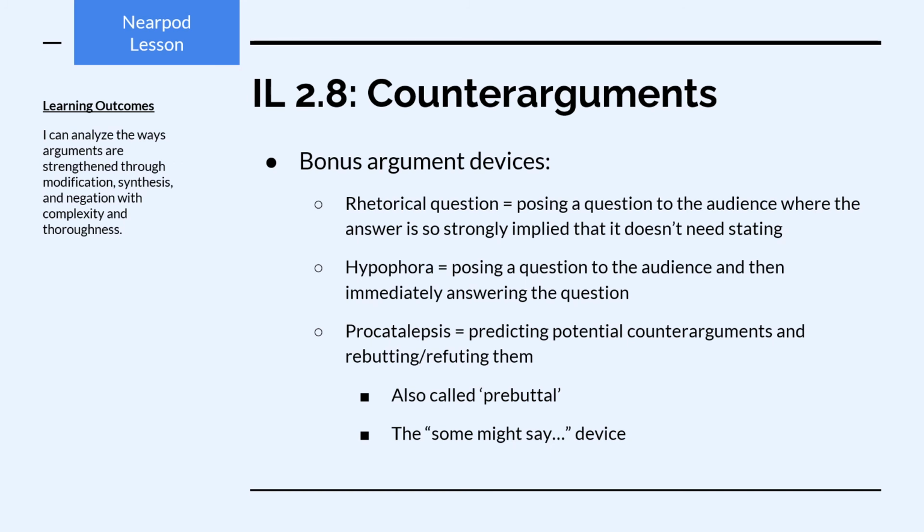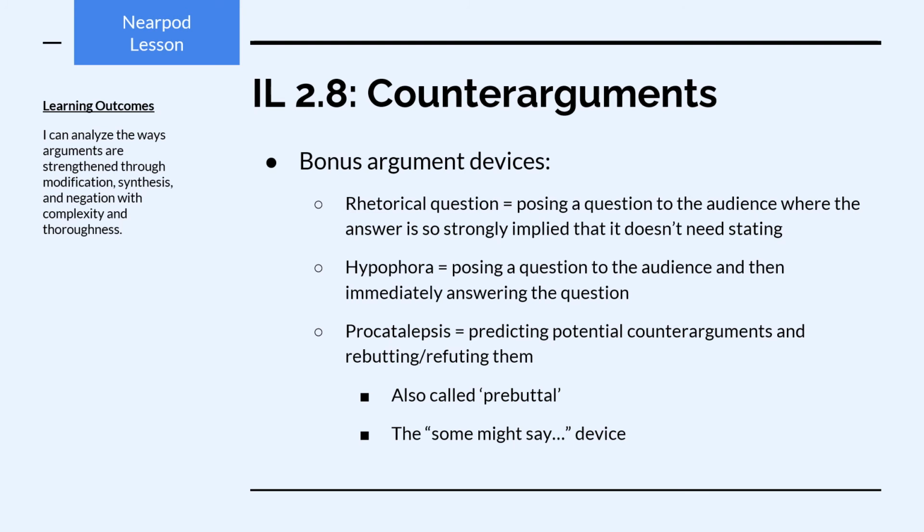Here now are some bonus argument techniques or devices that you can use in your rhetorical analysis. We'll start with rhetorical question, which is posing a question to the audience where the answer is so strongly implied that it doesn't need actually answering. Okay. Hypophora is another common device. That's posing a question to the audience and then immediately answering that question. I think earlier in the video I pointed out paragraph 10 is just one really short rhetorical question. Actually, that's probably more like hypophora than rhetorical question, because Heidi Schlumpf asks that question and then immediately answers it in the next 2 paragraphs.